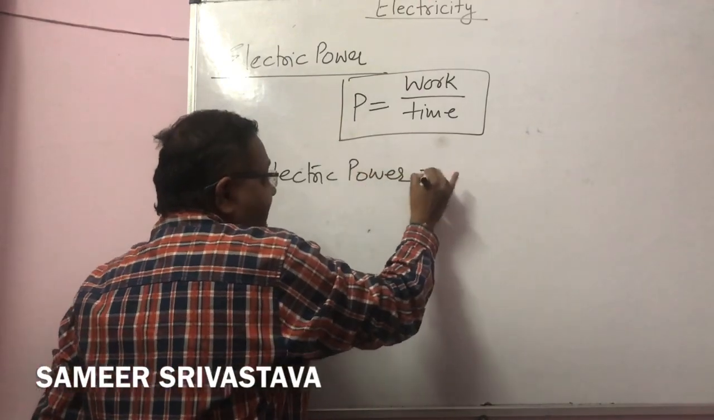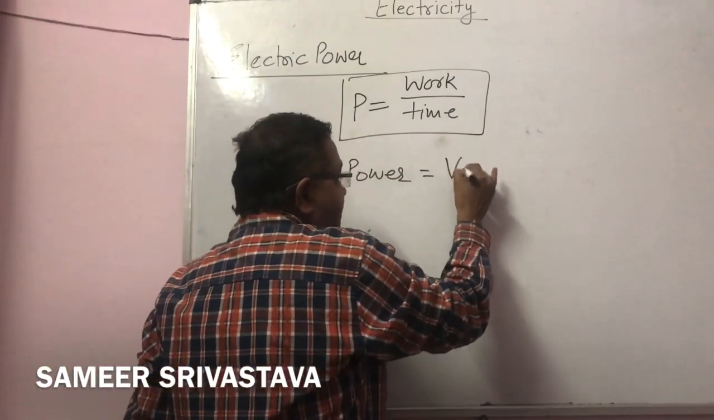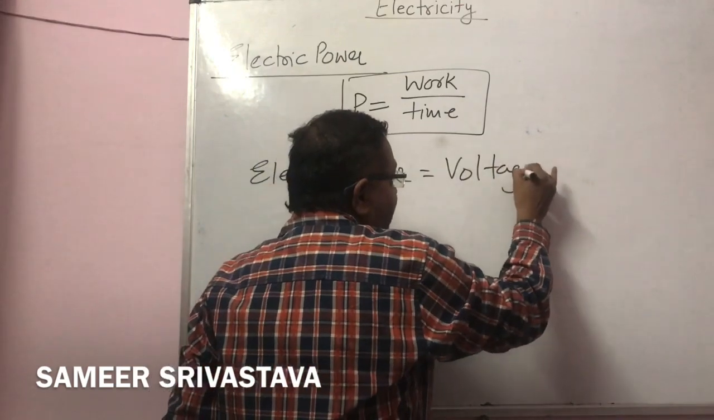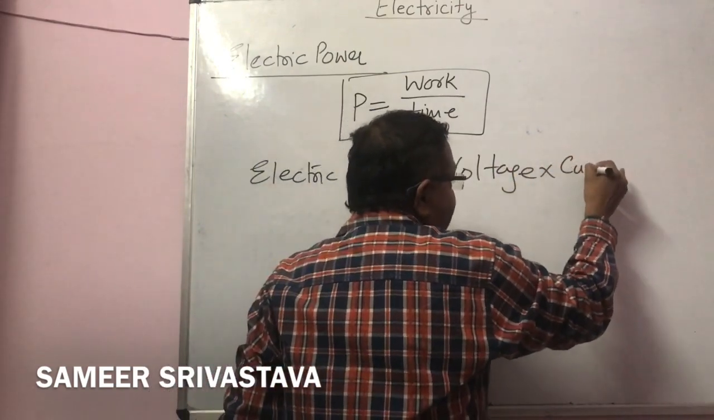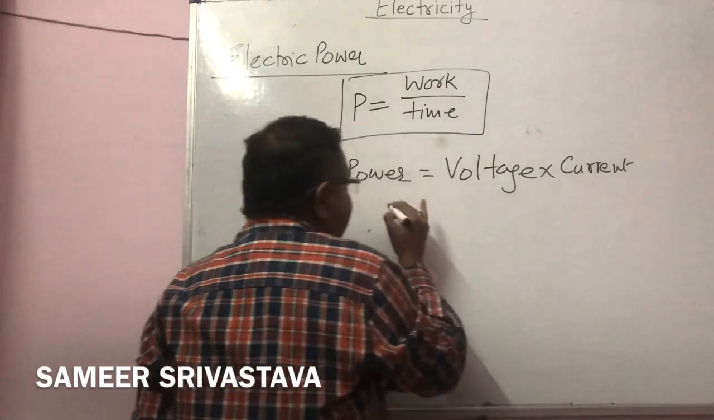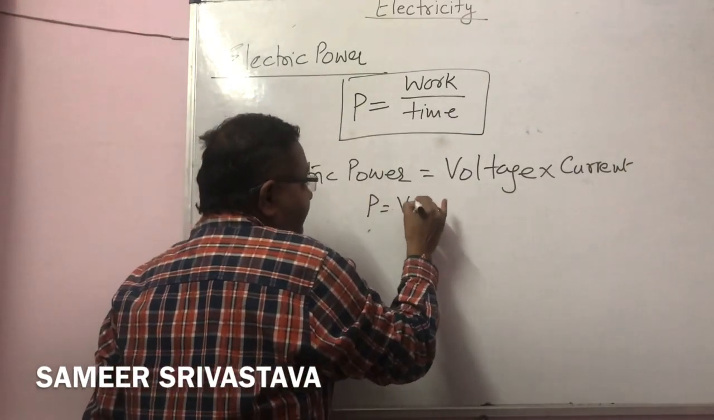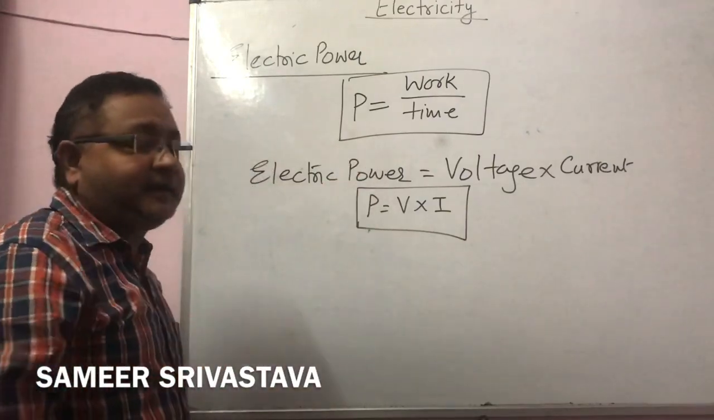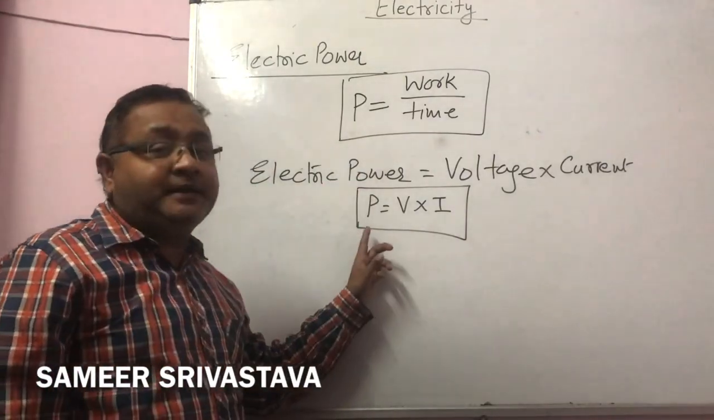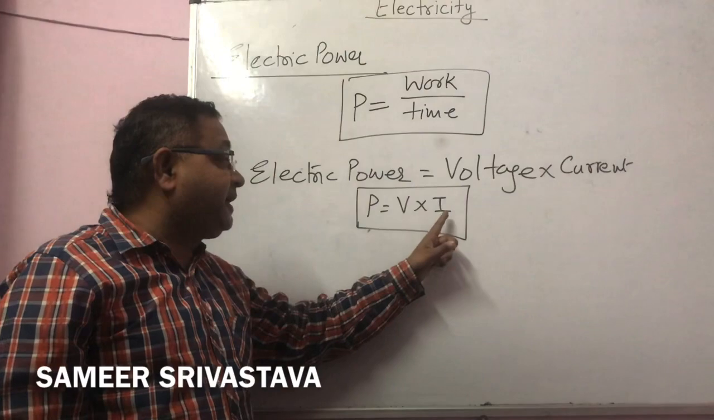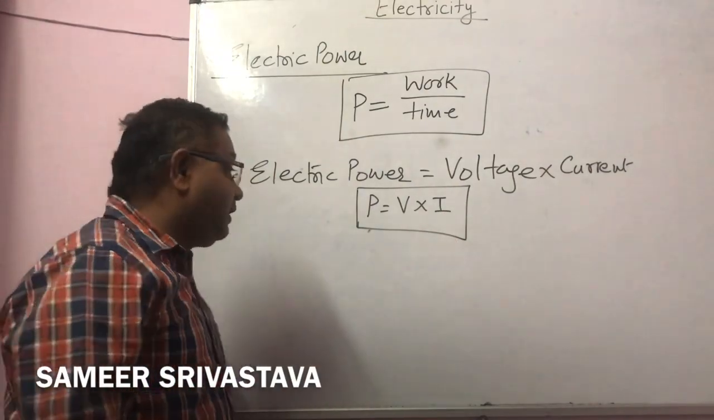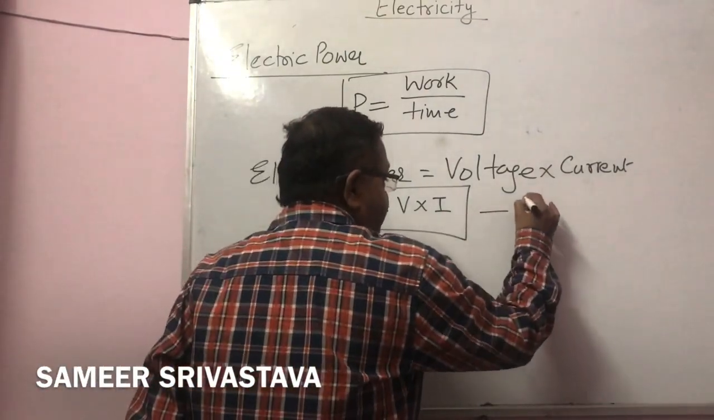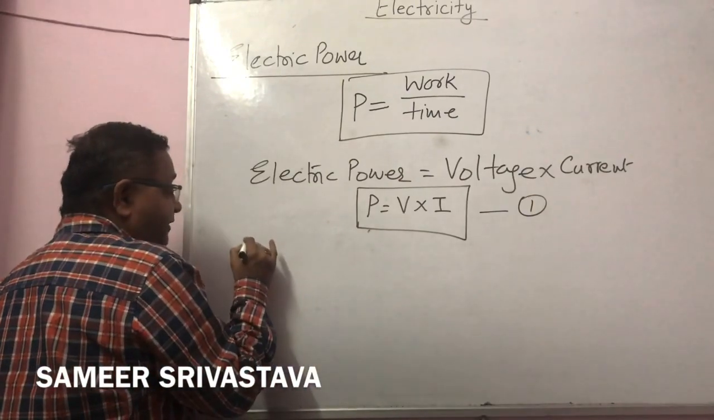So whenever we have to find the electric power, we can find it by the formula: power is equal to voltage multiplied by current, or we can write P is equal to V into I. This is the first formula to find the electric power when in the question voltage and current are given. This is formula number 1. Please note it down.